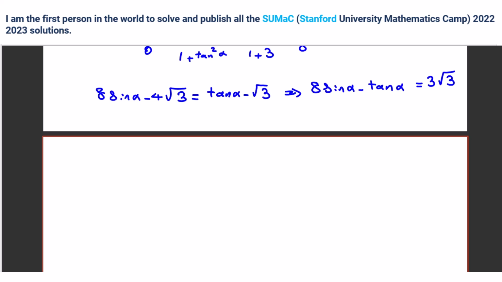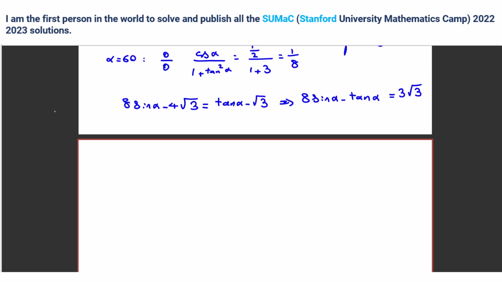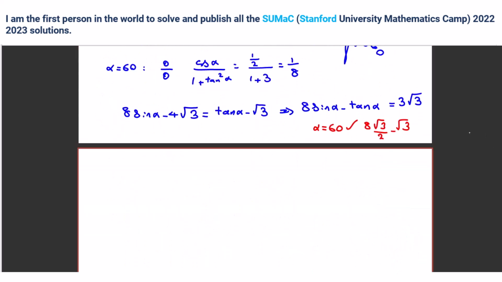How do I prove that this is not possible? Okay, do you need a hint? Yeah. Okay, so look, we know that alpha 60 works here, right? Because it's 8 root 3 over 2 minus root 3, which is 4 root 3 minus root 3, right? Alpha 60 works, right?